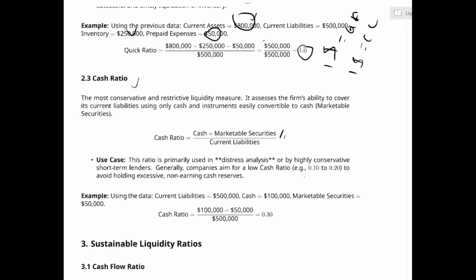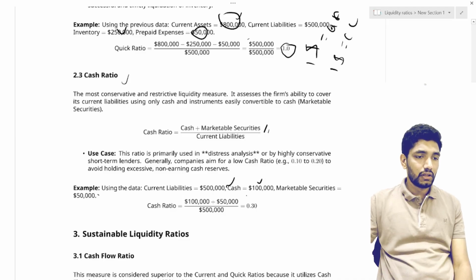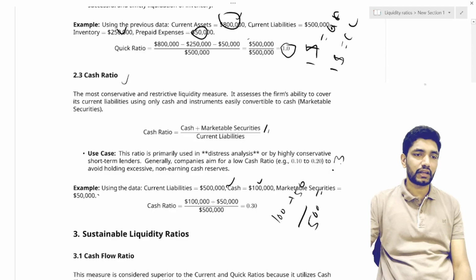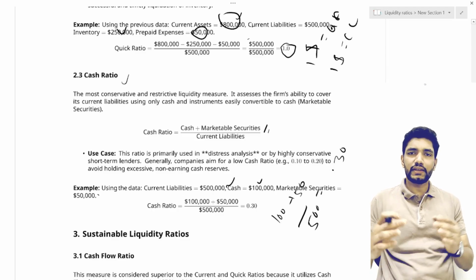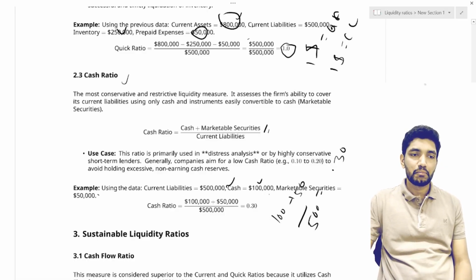So let's look into this case. This company has current liabilities of 500,000, cash of 100,000 and marketable securities of 50,000. So the cash ratio formula is cash and cash equivalents, that is 100,000 plus 50,000, divided by 500,000. So the cash ratio is 0.3, which indicates that for every $1 of current liabilities, this company has $0.3 of cash and cash equivalents.